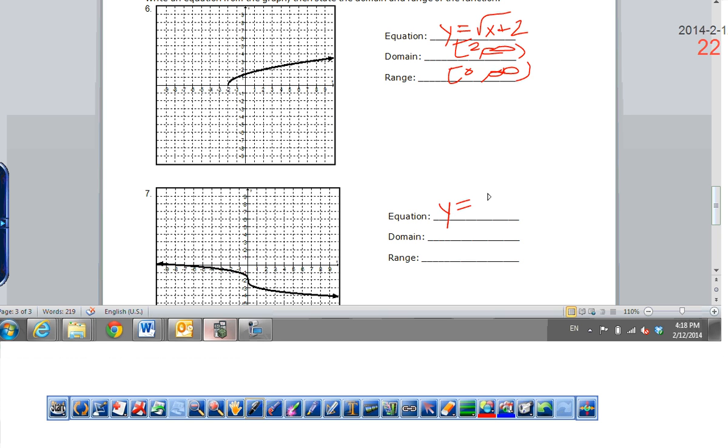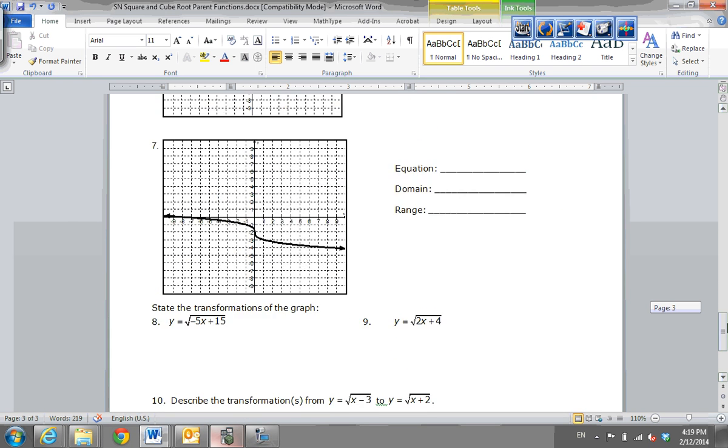So y equals the cube root of x. I went down 2, and then, oh yeah, it flipped. So you can put the minus sign here or minus sign there. Domain is going to be all real numbers for every single cube root function, and the range, same thing. All real numbers, -infinity to positive infinity.